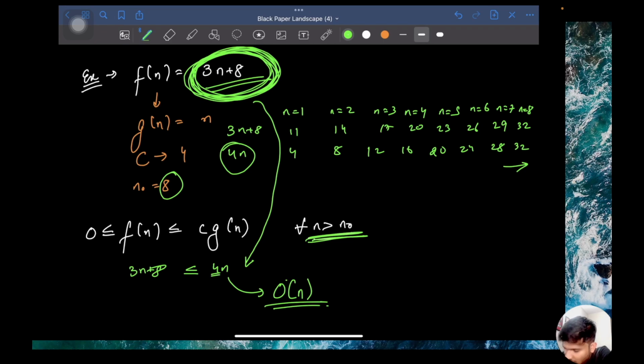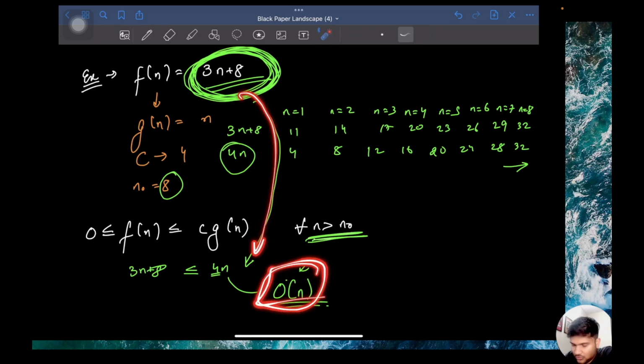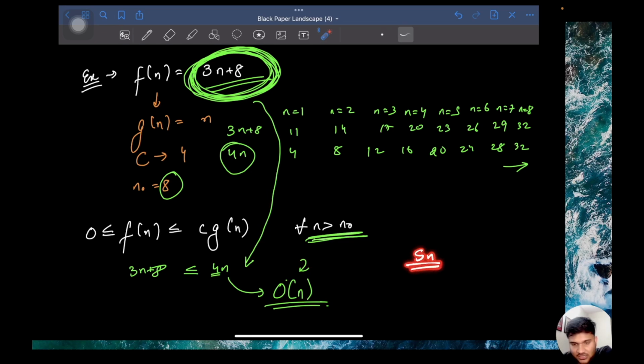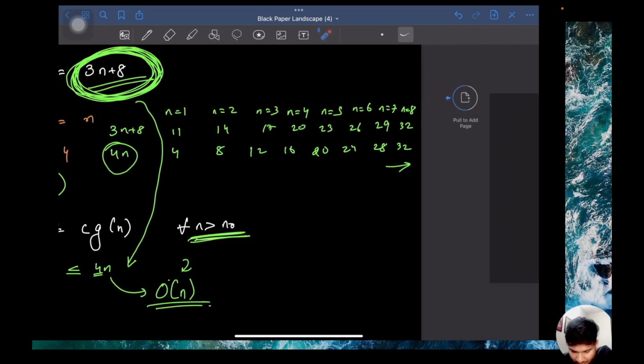Because now we are comparable to any function which is having a linear growth. N means linear. N square means quadratic. But what function? What tightest function? Because 5n also has a linear growth. 10n also has a linear growth. But 4n is the tightest, the closest to 3n plus 8, but still greater than 3n plus 8 for n greater than 8. That's how you calculate tight upper bounds, right?